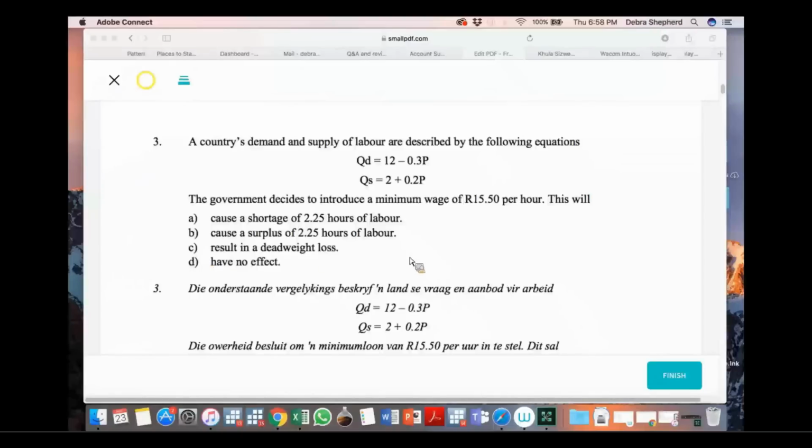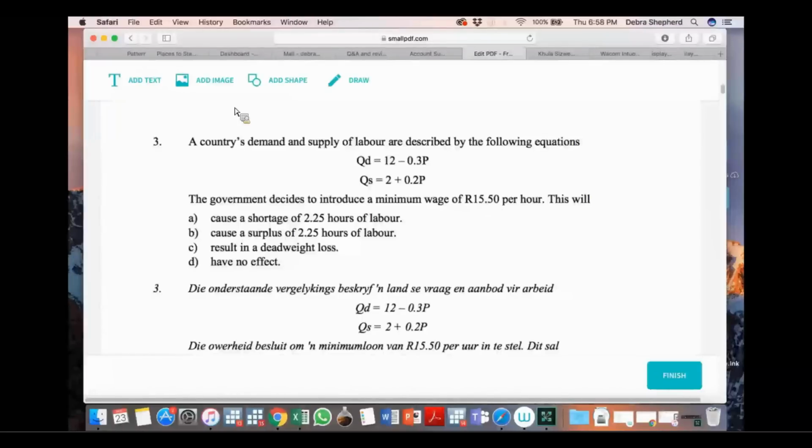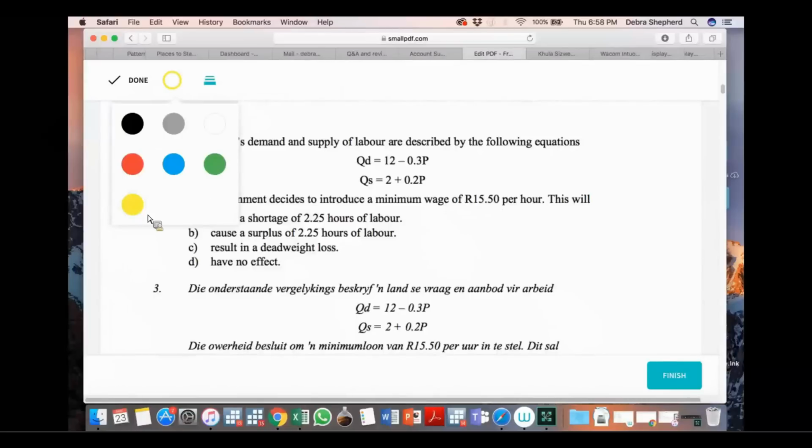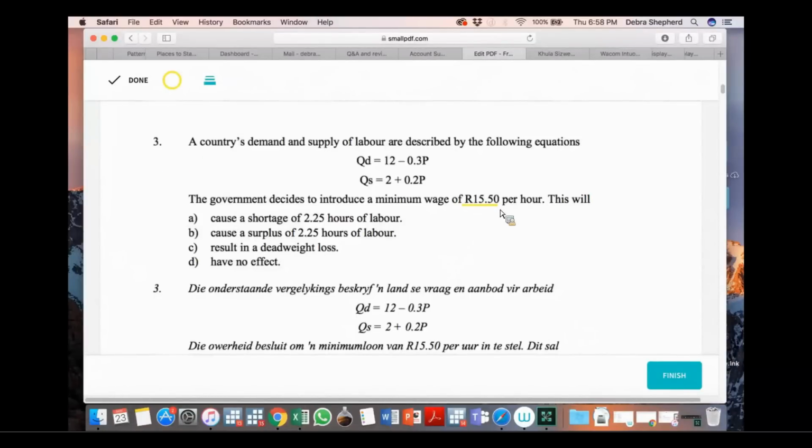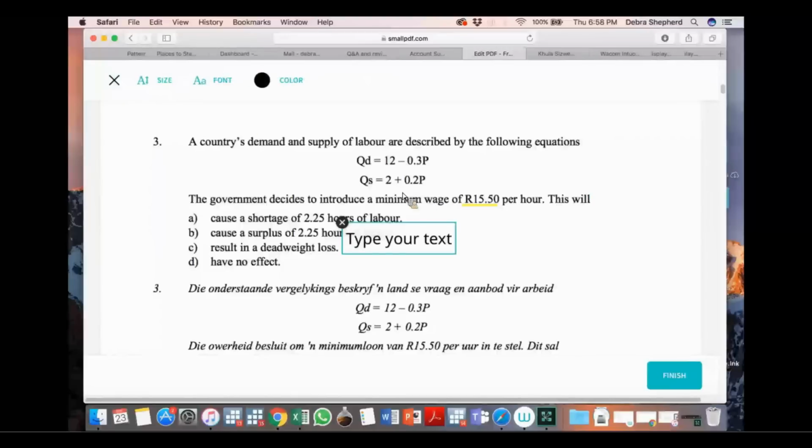The most important part of this question is trying to figure out whether or not this 15 Rand 50 is binding or not. That is the main trick. The way that we find out whether there will actually be an effect in this market is by seeing whether this 15 Rand 50 is higher or lower than the equilibrium wage rate. So if we want to calculate the equilibrium wage rate without this price ceiling, we would set QD equal to QS. So it would be 12 minus 0.3 price equals 2 plus 0.2 price.